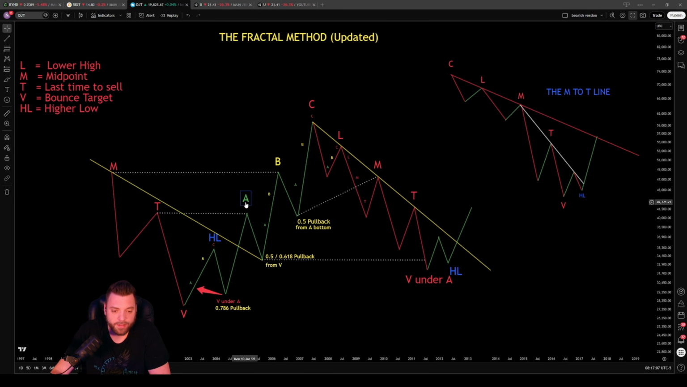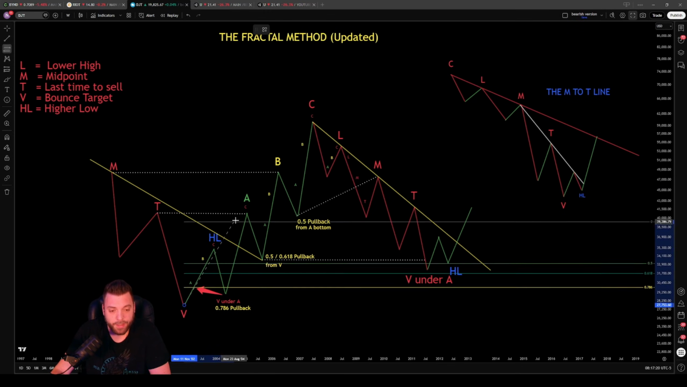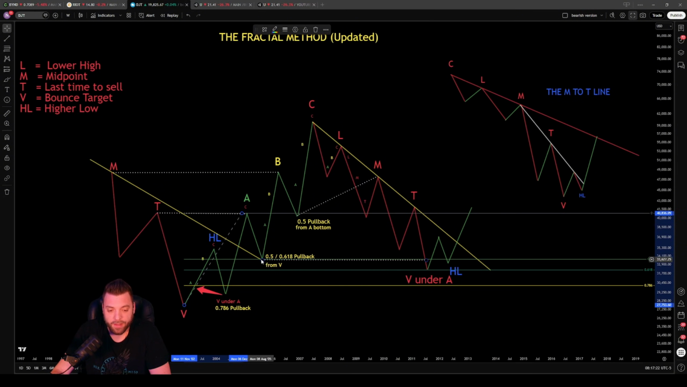Where does the pullback of A go? Most of the time, the pullback of A is doing a 0.5 or a 0.618 pullback. You take your fib from your V to the top of A, and your bounce is at the 0.5 or at the 0.618.